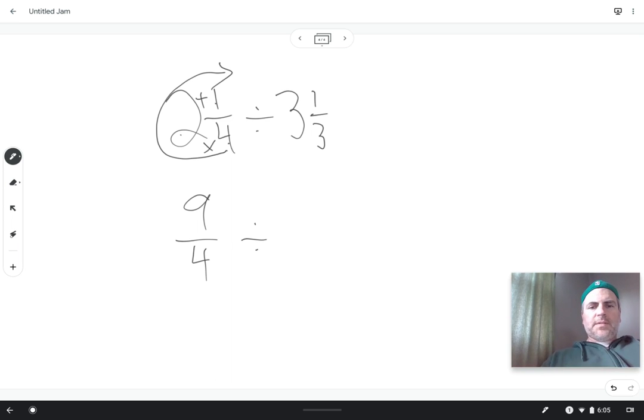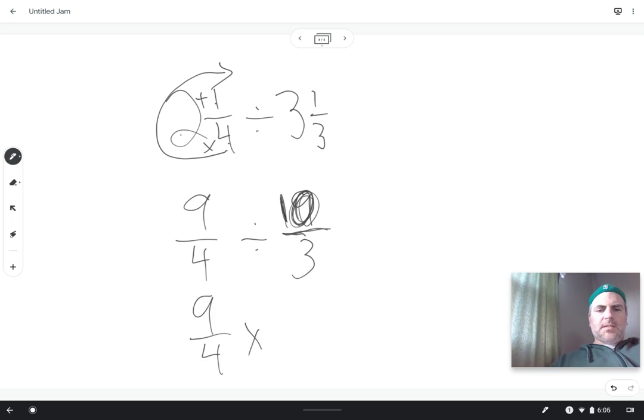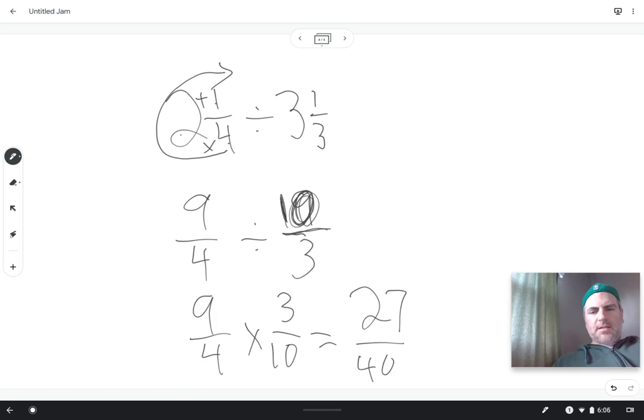So 9/4 divided by 9/3. Oh, not 9/3. 3 times 3 is 9, plus 1, that's 10/3. Wow. Rusty. 10/3. So 9/4 times 3/10 is 27/40. And I think that's simplified.